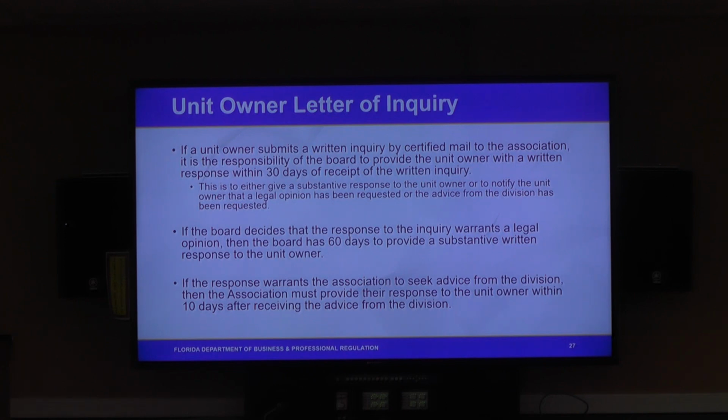So if the board decides that the response to the inquiry warrants a legal opinion, then the board has 60 days to provide a substantive written response to the unit owner. If the response warrants the association to seek advice from the division, then the association must provide their response to the unit owner within 10 days after receiving the advice from the division. So just keep in mind, remember the rule 30, 60, 10, right?